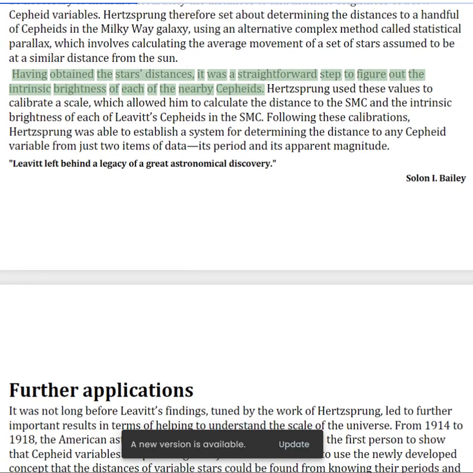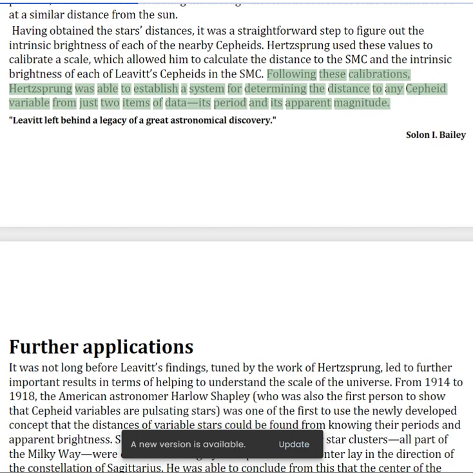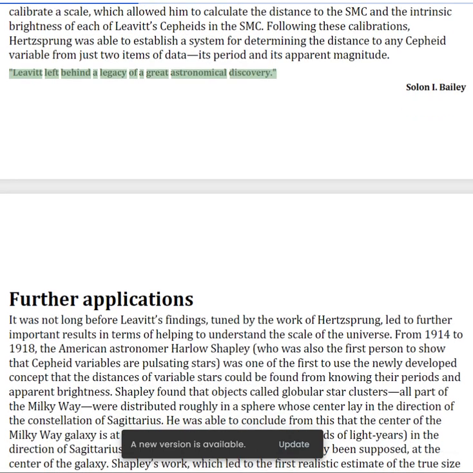Having obtained the stars' distances, it was a straightforward step to figure out the intrinsic brightness of each of the nearby Cepheids. Hertzsprung used these values to calibrate a scale, which allowed him to calculate the distance to the SMC and the intrinsic brightness of each of Leavitt's Cepheids in the SMC. Following these calibrations, Hertzsprung was able to establish a system for determining the distance to any Cepheid variable from just two items of data, its period and its apparent magnitude. Leavitt left behind a legacy of a great astronomical discovery.